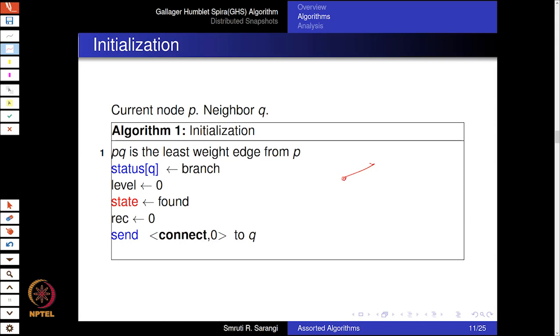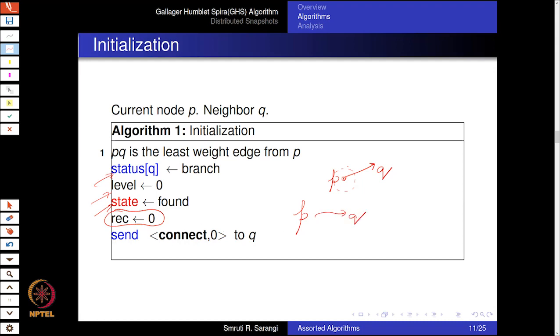From node P, PQ is the least weight branch. Fair enough. Clearly, if this is the initiator, I can draw a circle around it. PQ intersects this circle, and this, needless to say, is the least weight edge. So I set the status of this edge, status Q, as branch. I start from level 0 and my state is found. I found the least weight edge. Rec 0 means, we will see what rec means, but at the moment for this case it is 0. And I send a connect message to Q. So P will send a connect message to Q.